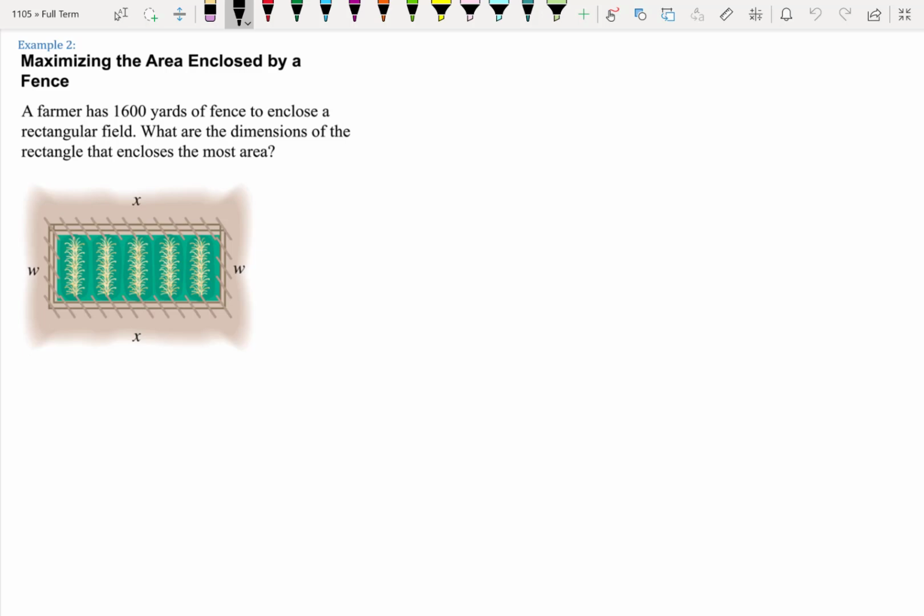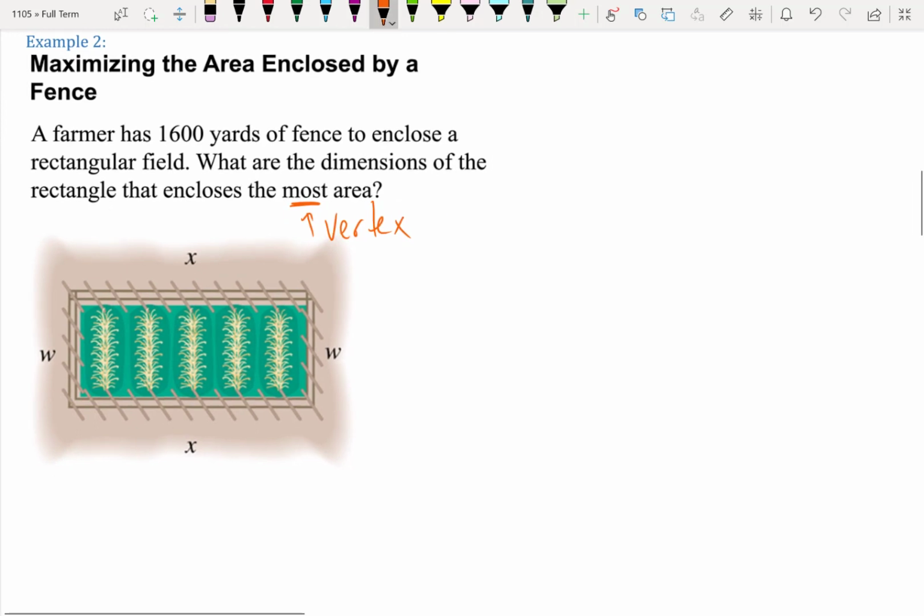Anyways, that word that you see, most, is a synonym for maximum, the biggest, which just means vertex. And remember, with the vertex, there's always an x and y point. But instead of x and y in this case, the variables we're going to be working with are x and w. That's just because of the variables that they give us to work with. No other reason. All right.